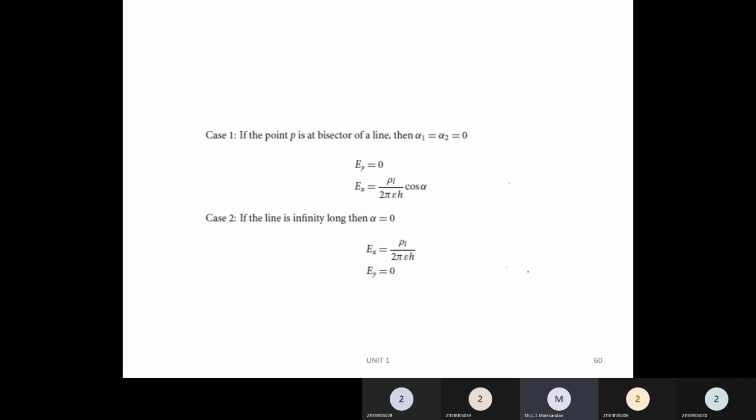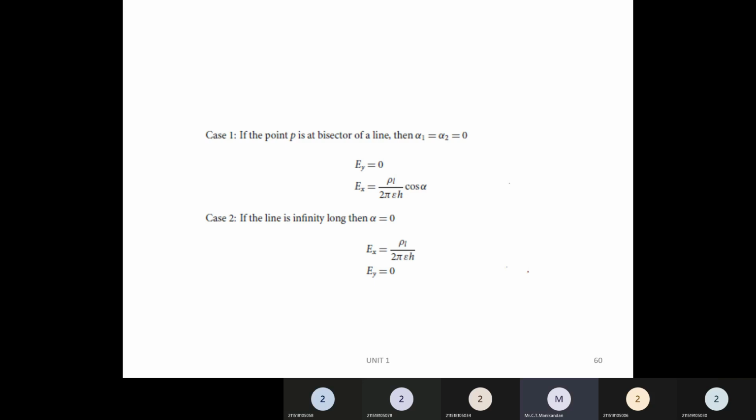Okay, if the line is infinitely long, the total alpha will be getting to 0. So Ex is rho L divided by 2 pi epsilon h. The electric field on the y-axis will be 0 there. For the infinite line case, this is very, very important because more problems will be asked on it in the GATE questions.